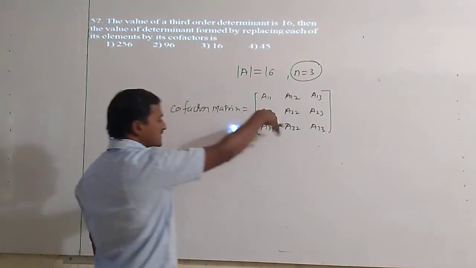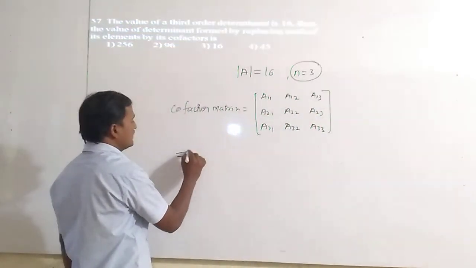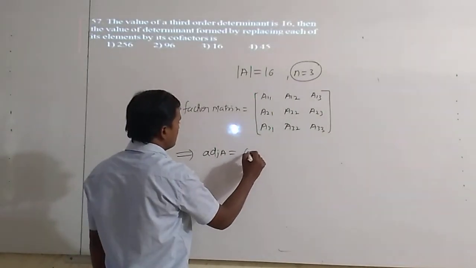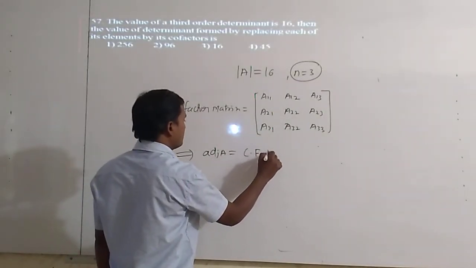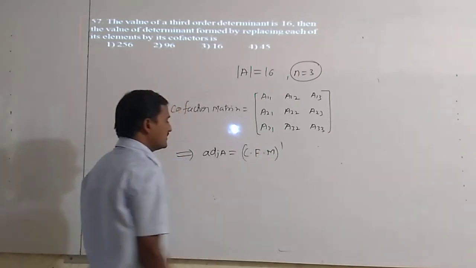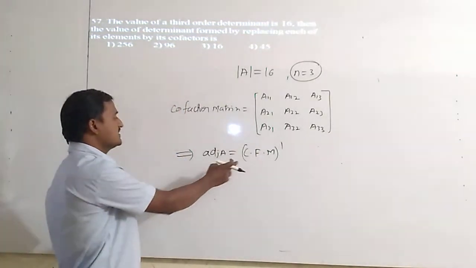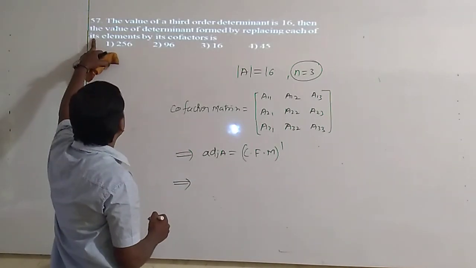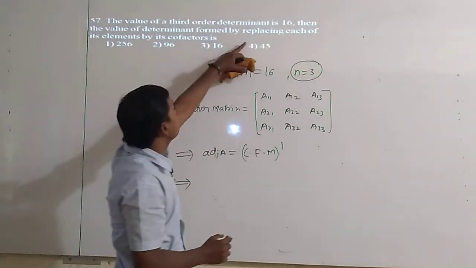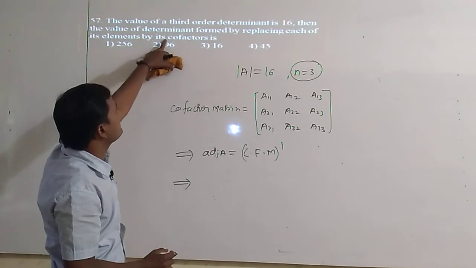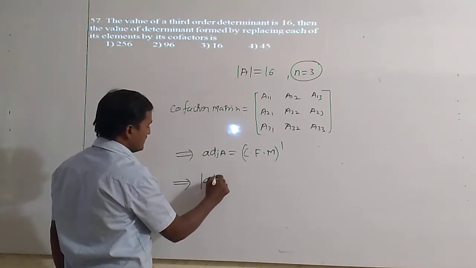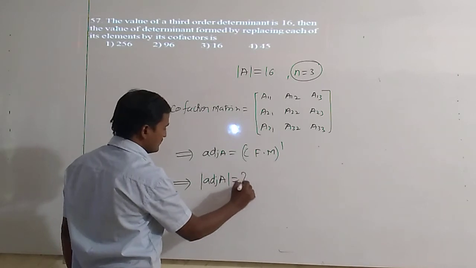So if you take the transpose of this, what you are getting? Adjoint of A is equal to what? Transpose of cofactor matrix. Right? Transpose of a cofactor matrix gives the adjoint of a matrix. So here what we should find? So here replacing each of its elements by its cofactor. So clearly here we should find adjoint of A, we should find this equal to question mark.